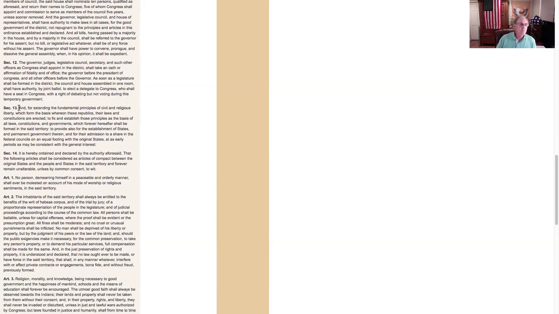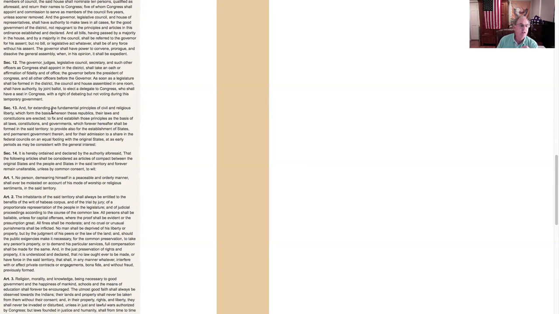But it says right here in section 13, this is the reason for the states, and for extending the fundamental principles of civil and religious liberty, which form the basis whereon these republics, not democracies. You never see the word democracy in any government document, going all the way back to the 1620s. It's always a republic. For extending the fundamental principles of civil and religious liberty, which form the basis whereon these republics, their laws and constitutions are erected.